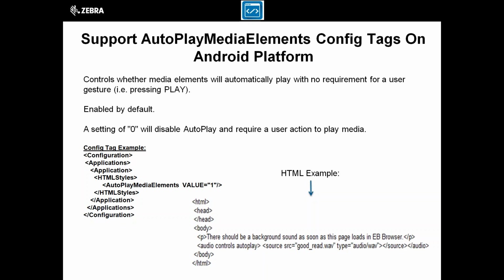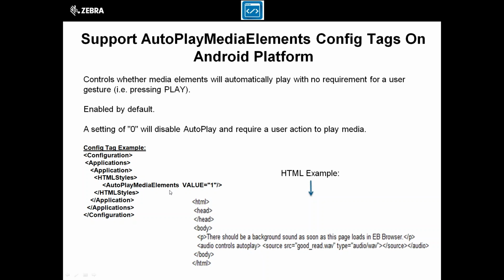under the audio element. So you can see in the below example under HTML example that I have an audio tag which consists of controls attribute and autoplay attribute. So basically, if the autoplay media element config tag is enabled, and if autoplay is set in the HTML page under the audio tag, then as soon as this is executed, the particular audio file will be played.